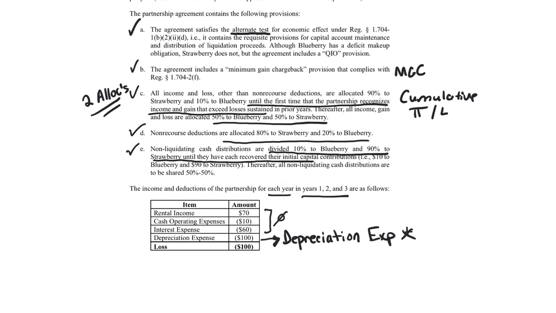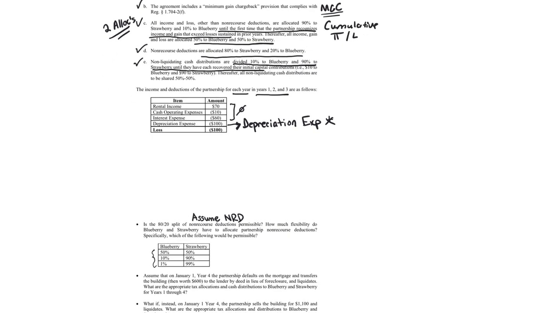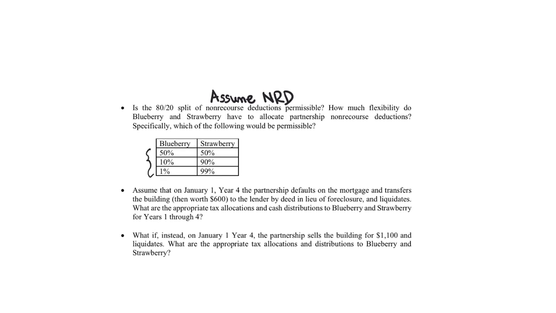Well, we're told in the facts, hey, look at this. We've got our minimum gain chargeback, right? B says minimum gain chargeback. So now the key is, hey, is the 80-20 allocation and all these other allocations, are they within range of allocations that would meet substantial economic effect in certain years?